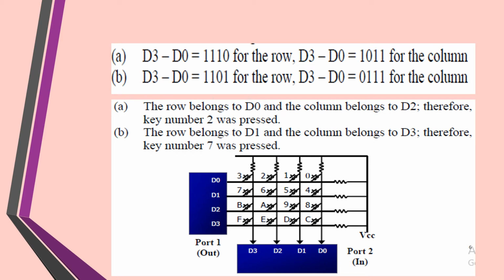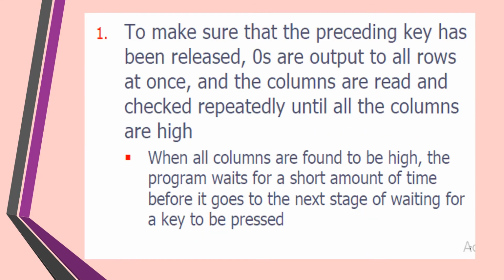Now check the column combination. The column status D3 to D0 is 0, 1, 1, 1, meaning the D3 bit is 0. Now you see the D3 column and the row is D1. The D1 and D3 intersection happens at key number 7 when both of them are 0, and therefore key number 7 was pressed in this situation. So this way we are identifying.